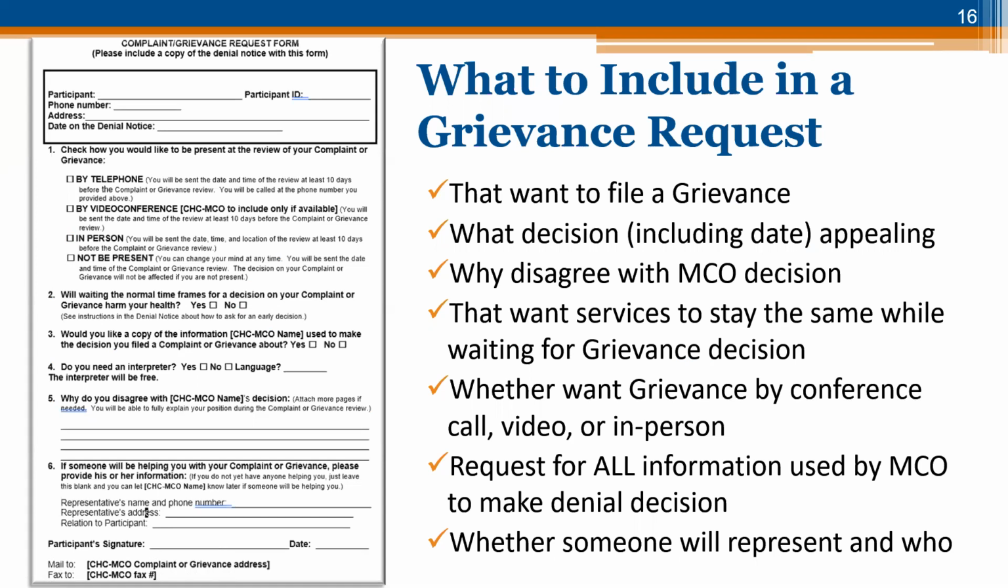They can also put it in writing and just say, I want to file a grievance. This is about the decision dated XYZ. I disagree with the decision. You don't really have to put a reason other than I disagree. Or you can just say the service is medically necessary. You want the service to stay the same while waiting for the grievance decision if they were already getting the service. And you want to indicate whether you want it by conference call, video, or in person, and actually say that you want to participate. And then request all of the information that the plan used to make a denial decision. And I'll talk more about that with grievance discovery. And also who will represent you and what their contact information is. So all of that information is captured on the form.